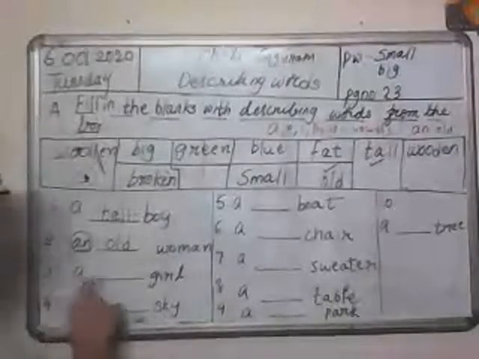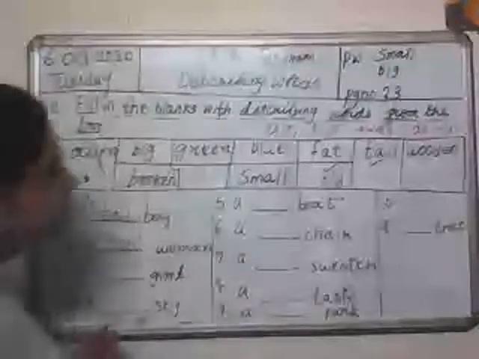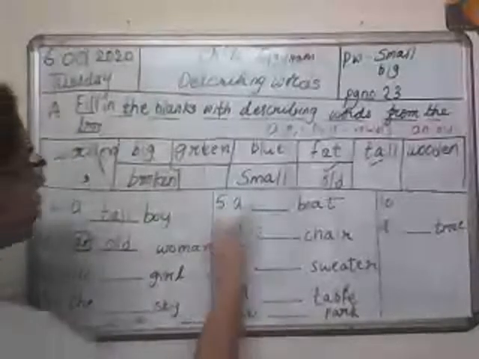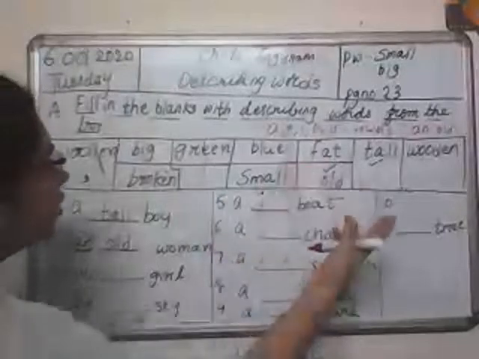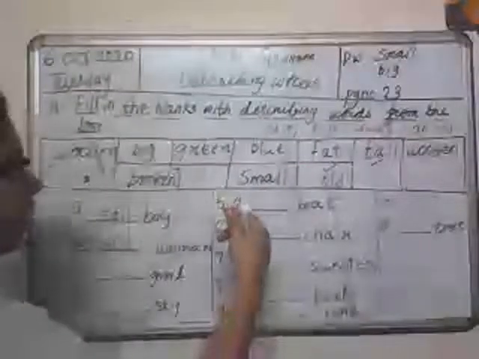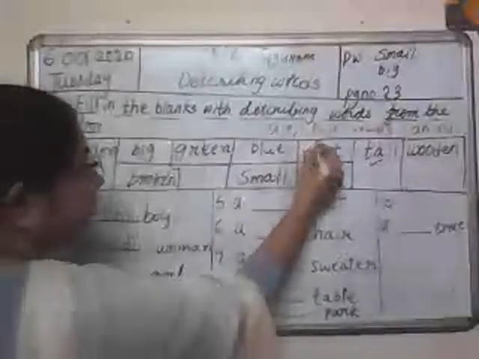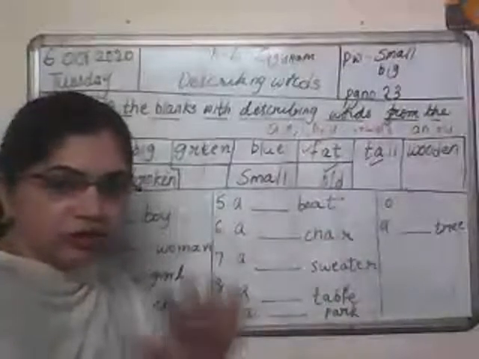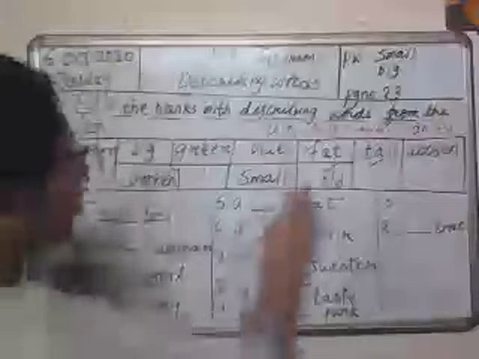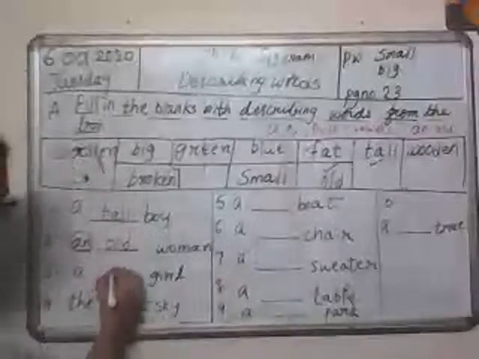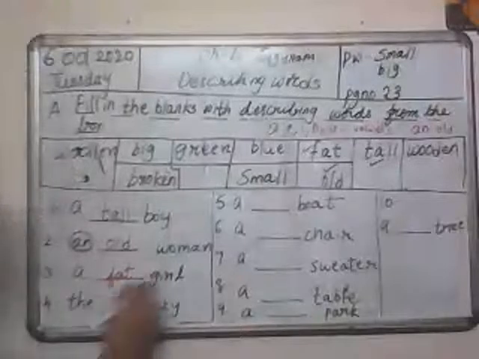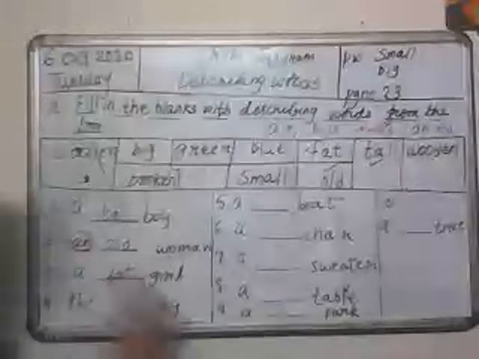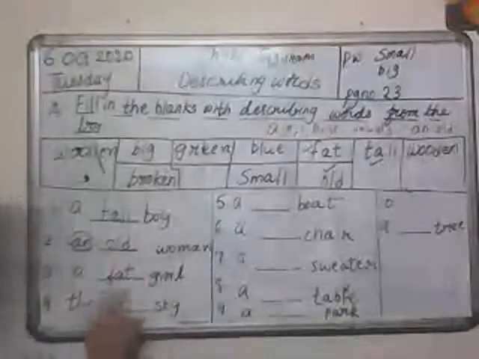Number 3. A dash girl. So what are the words here? Shall I take a fat girl or a small girl? Let me take fat girl. It's up to you. Don't get confused, because pictures are not given. Whichever you want to take, you can. A fat girl, F-A-T, fat. You can take here a fat boy. You can write here a tall girl. It's all up to you. A fat girl.